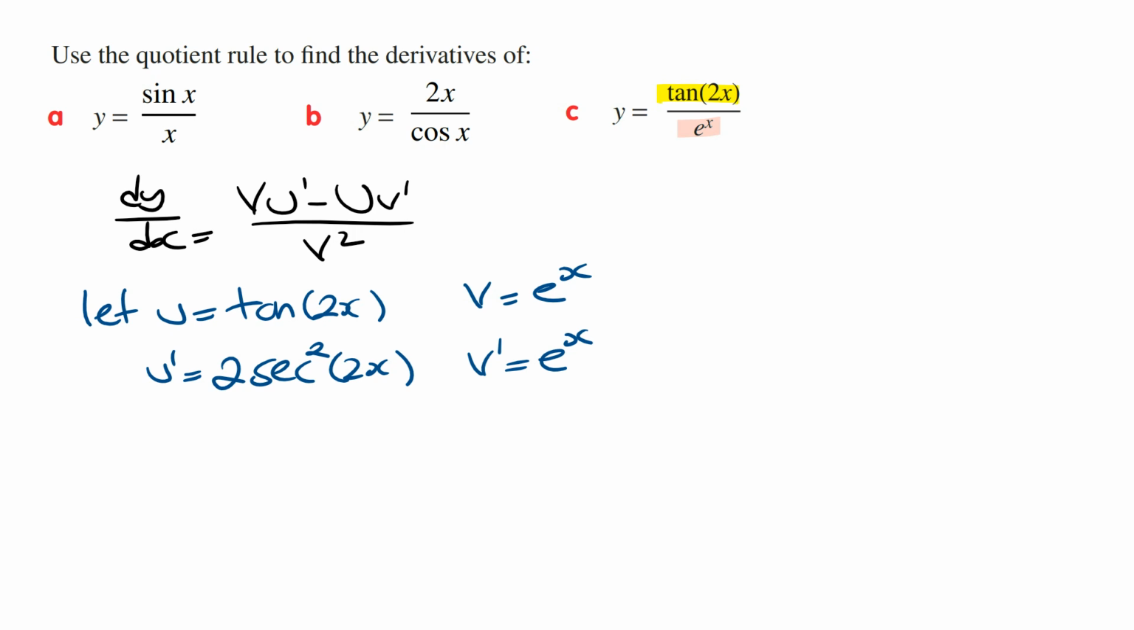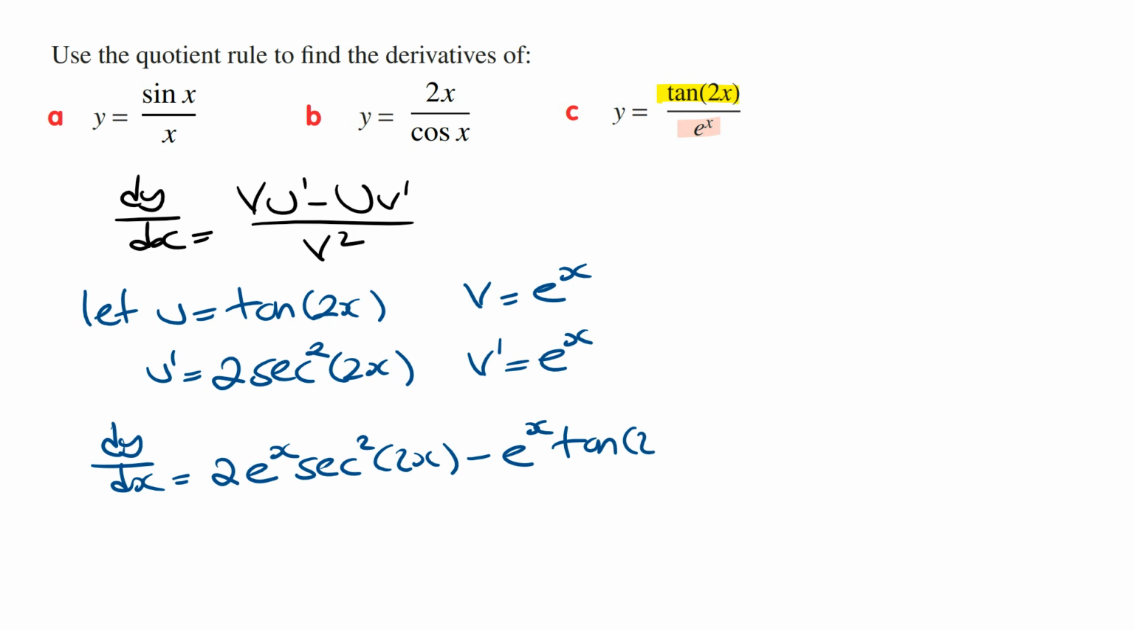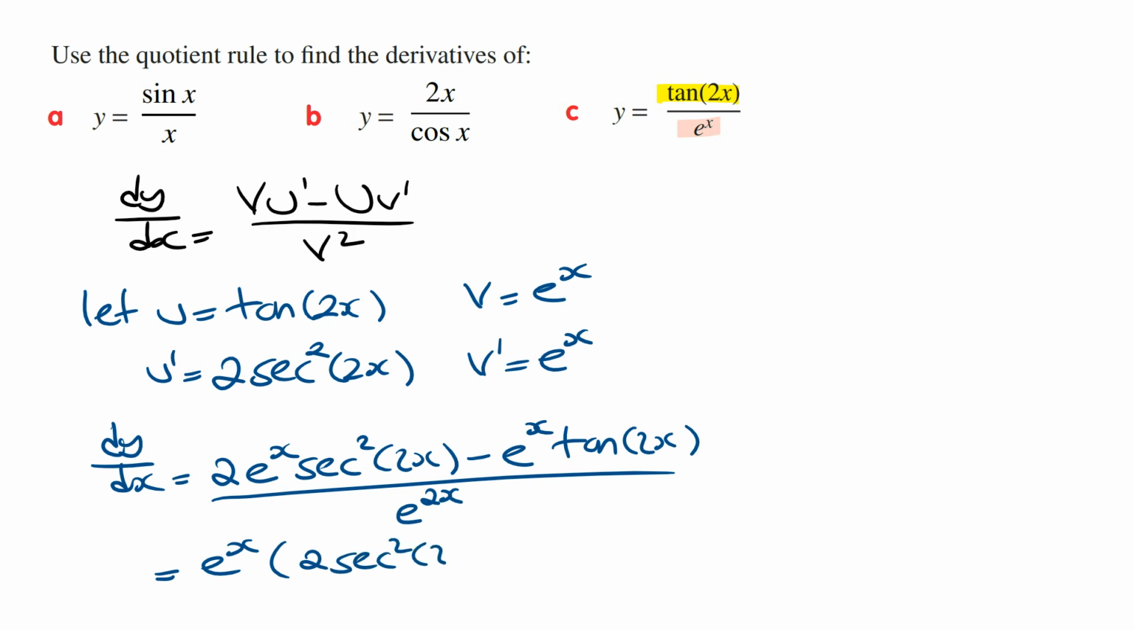Subbing these into the formula, we're going to get dy/dx is equal to v times u', which we can write as 2 times e to the x times sec squared of 2x, minus u times v', and we can write this as minus e to the x times tan of 2x, all over v squared, which is going to be e to the x to the power of 2, which is e to the 2x. We can take out e to the x as a common factor from the numerator, and so we can write this as e to the x times (2 sec squared of 2x minus the tan of 2x), all over e to the 2x.